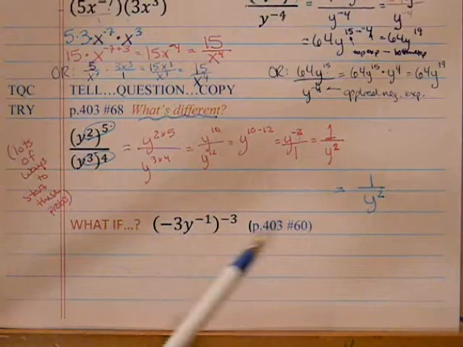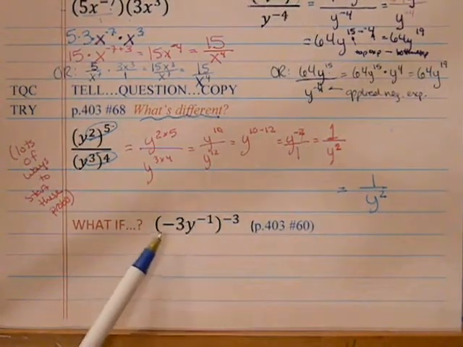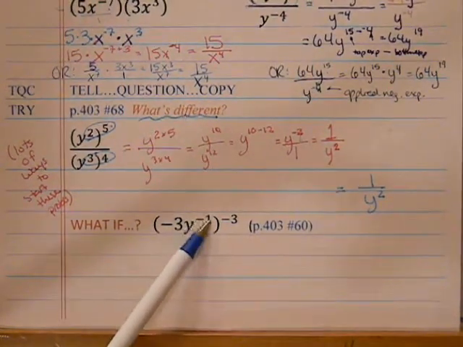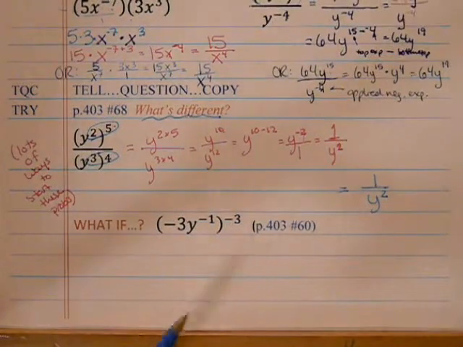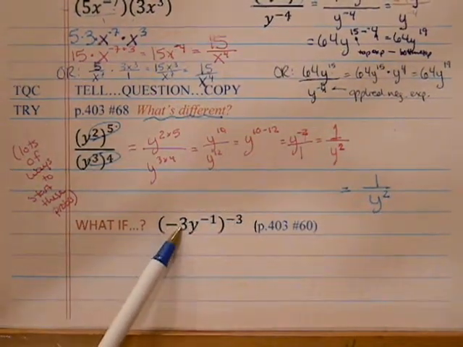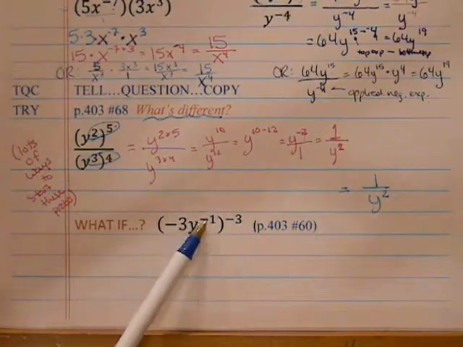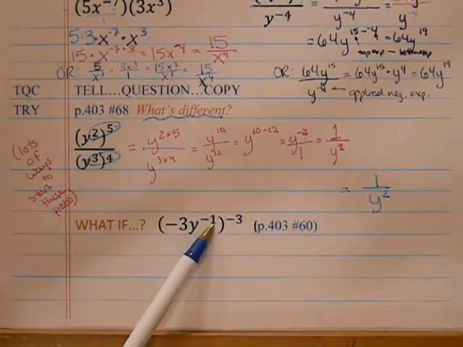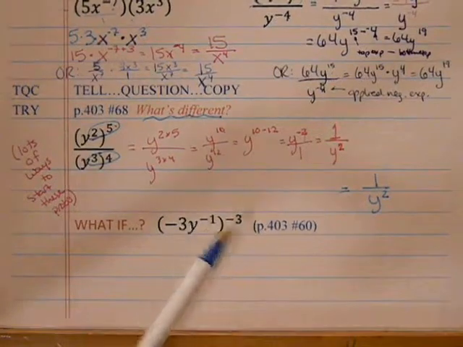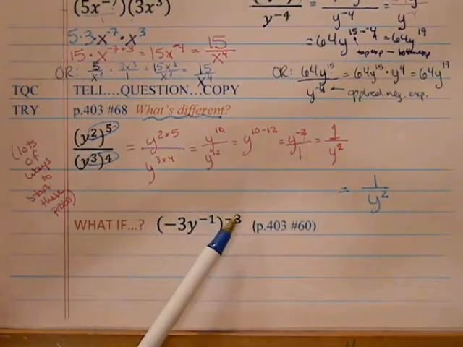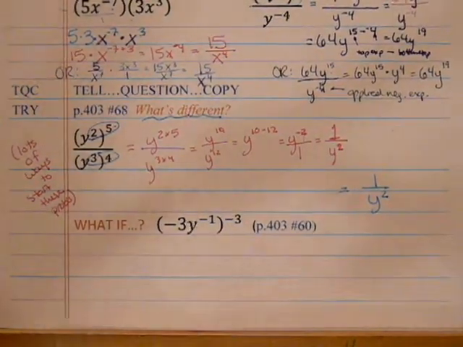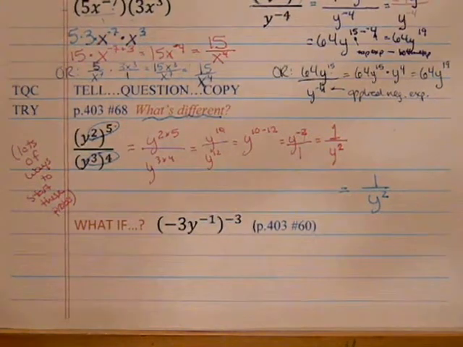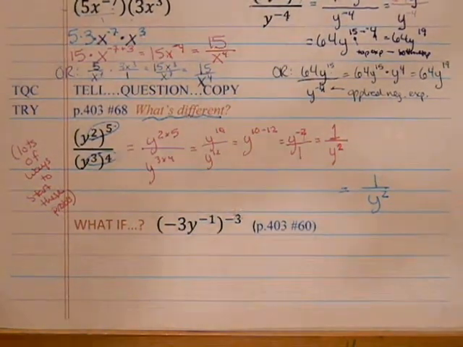Now, what if you saw something like number 60 here down at the bottom? Parentheses, negative 3 y to the negative 1, parentheses, negative 3. What's different here? We've got a negative in front of a number. We've seen that before. We've got a negative in the exponent. We're starting to get used to that. That's what this section is about. But then you have the whole thing raised to a negative. So what do you do? Do you do a double flip? Do you use the rules of exponents? Can you use the rules of exponents?